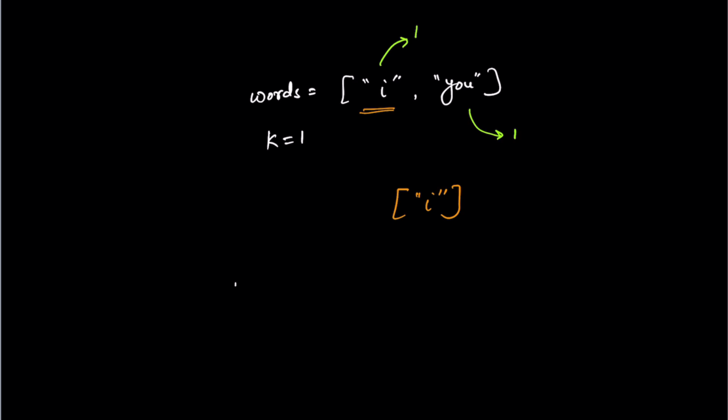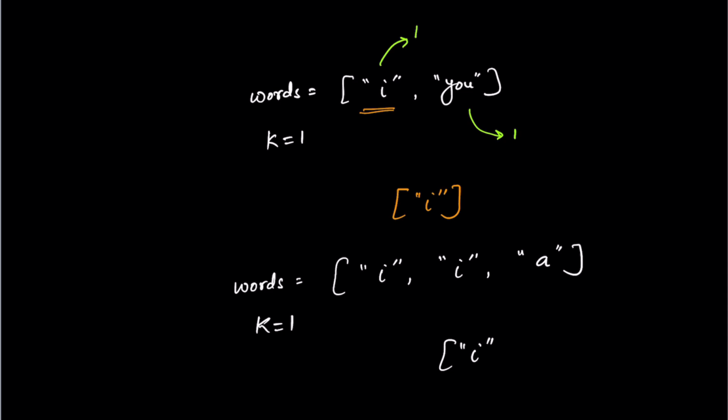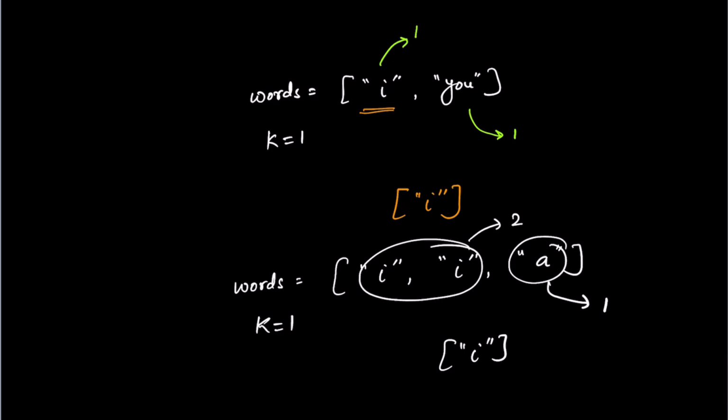Suppose we have 3 words. I appears 2 times and A appears once. And let's say the value of k is again 1. In that case, our answer is again I. But this time it's because the number of times that I appears is 2, which is larger than the number of times that A appears, which is 1.